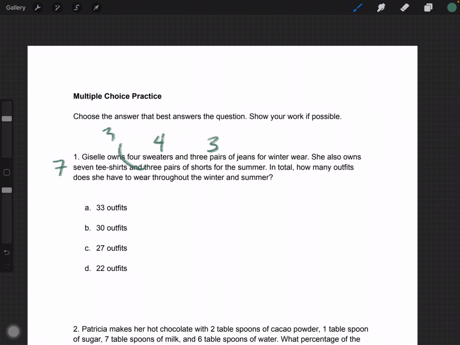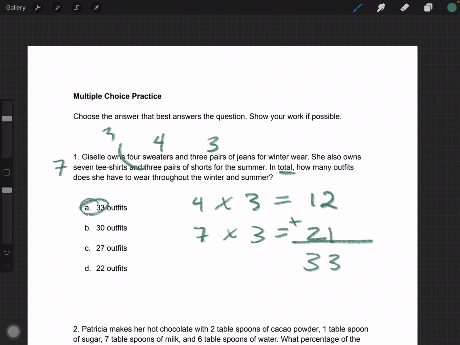Okay, what you want to do here is figure out how many outfits she wears in the winter and how many outfits she wears in the summer. So for the winter, because obviously you don't want to intermingle winter and summer clothes because you're going to be wearing like shorts when it's really cold or something. So you have your sweaters and jeans for winter, and you want to multiply them to find out the number of outfits that she has in total, which is 12. And then for summer, she has 7 t-shirts and 3 pairs of shorts, which equals 21. And you want to add these two numbers together to get the total. So that totals to 33.